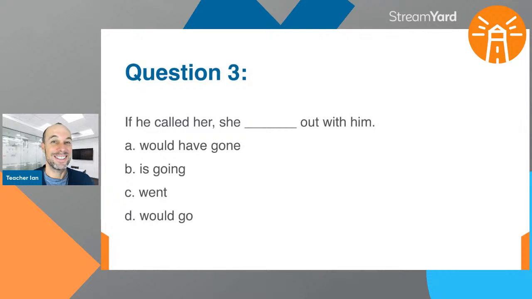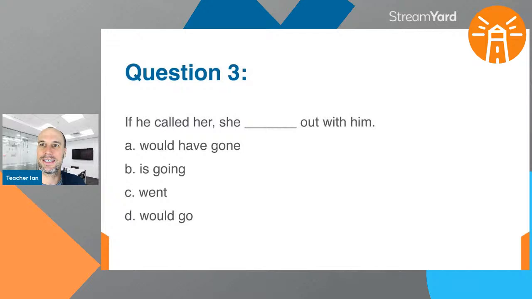Actually, the answer is D. If he called her, she would go out with him. To make A correct, you'd have to say if he had called her. So you'd have to use the past perfect: had called, she would have gone out with him. So the correct answer is D. D, D, D.